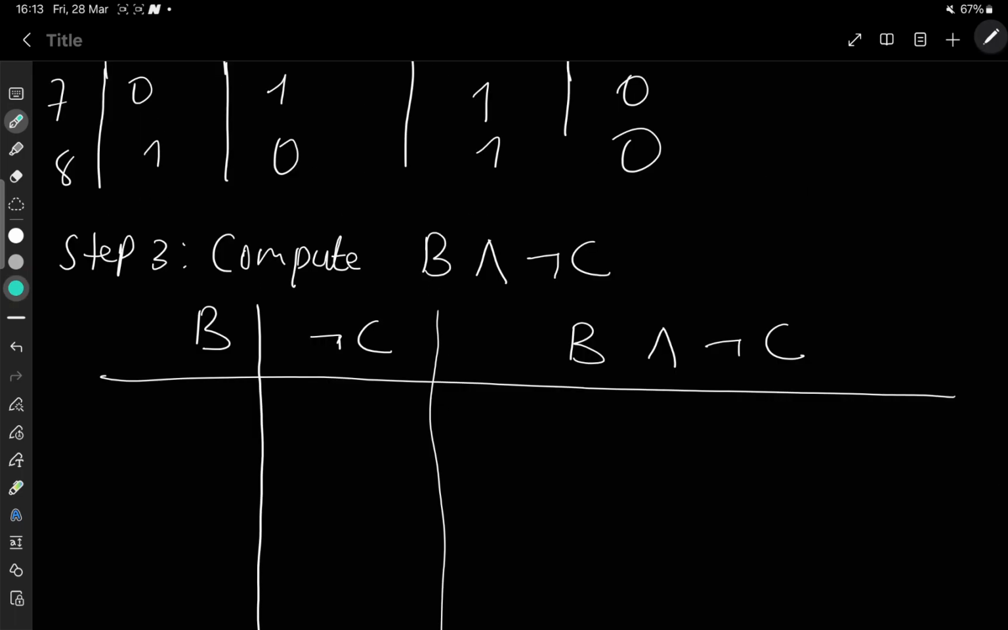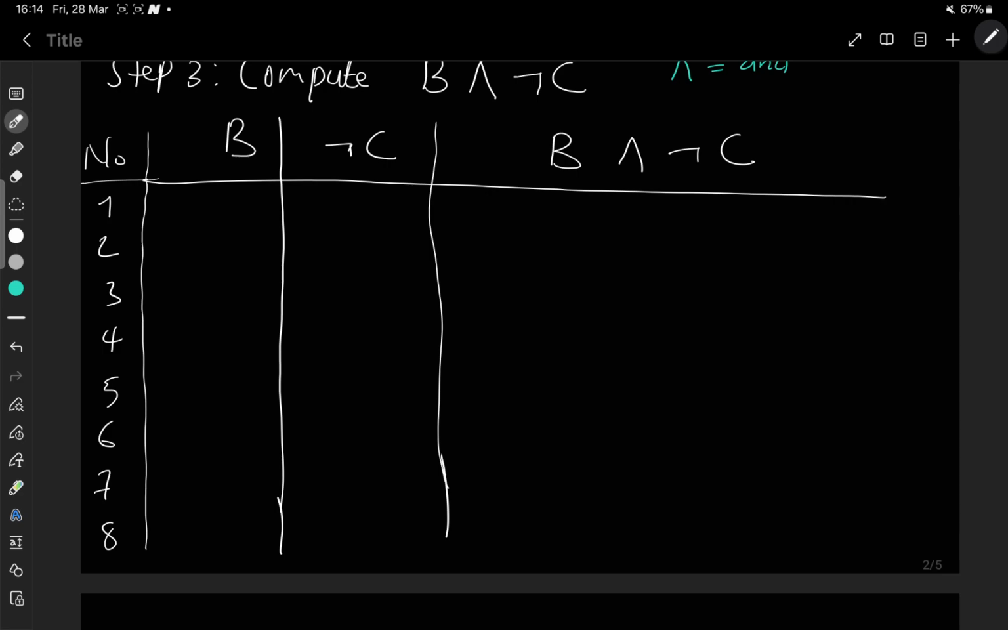Now remember that this operator here means what? And. Okay, and when you are joining two statements together, two statements cannot be true and false at the same time. If one is false and the other one is true, then the whole statement is what? False. That is the principle that guides the use of this operator. And, all right, so we need B and negative of C.